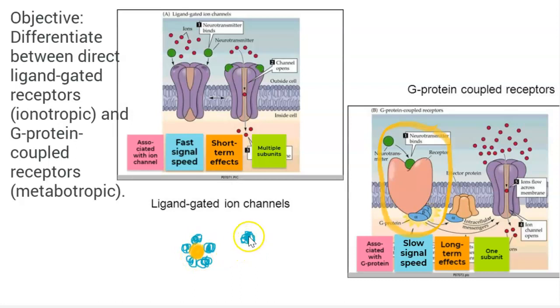Whereas the G protein coupled receptor is just one subunit, and so it's not bulky enough to really create a channel or a pore for ions to move through. So the G protein coupled receptors are only one subunit, whereas the ligand-gated ion channels are often multiple subunits, generally like 4 to 6 subunits.